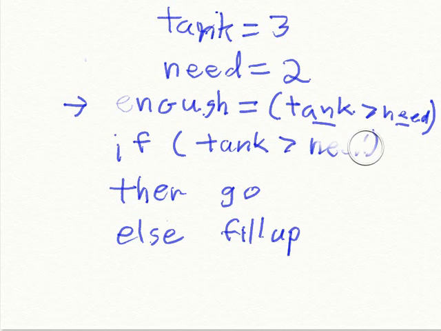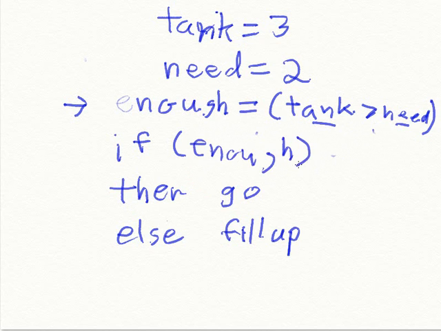So what we can do now is erase this. And we can just put the value of enough in here. And it will have the exact same effect. So if our need is 2 and our tank has 3 gallons in it, then the value of enough will be true. When we come down here, the computer will do the then clause rather than the else clause. Now if we change this to 4, then enough will have the value of false. And this will go to the else clause down here.